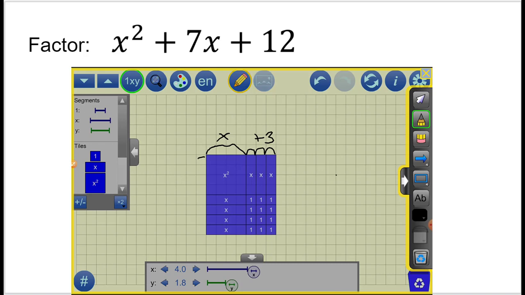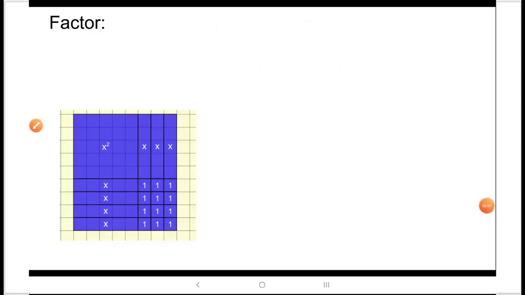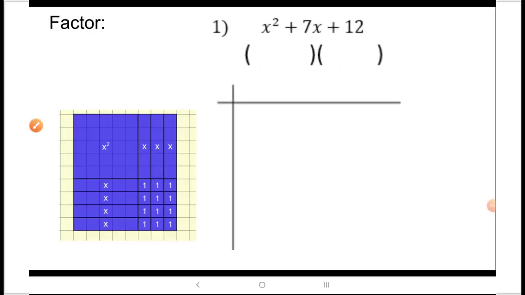For the other side, how long is this side? So what's the dimension of this side? Well, this is x long. And then this is 1 unit, and 1 unit, and 1 unit, and 1 unit. So that's just 4. So the factors for our problem are going to be x plus 4 times x plus 3.